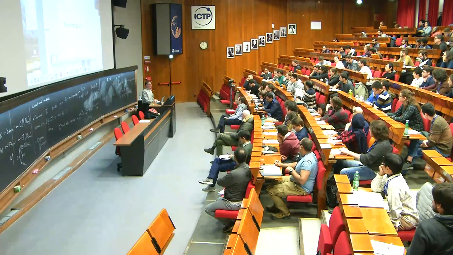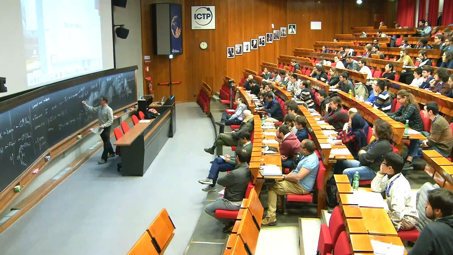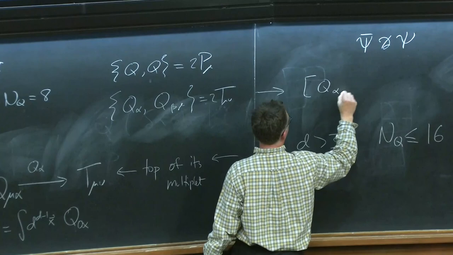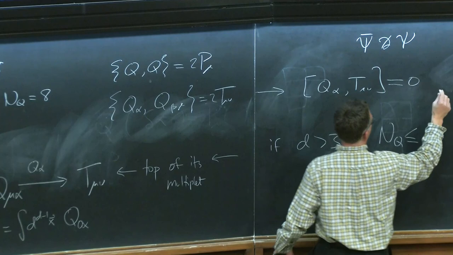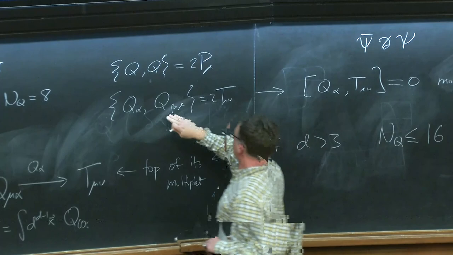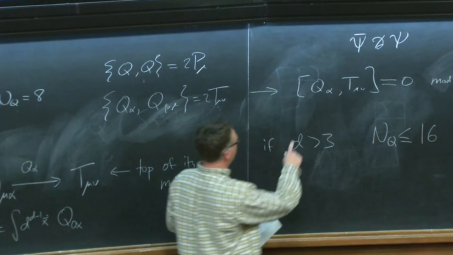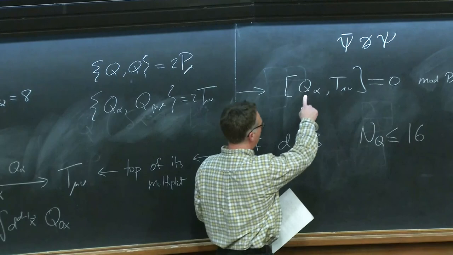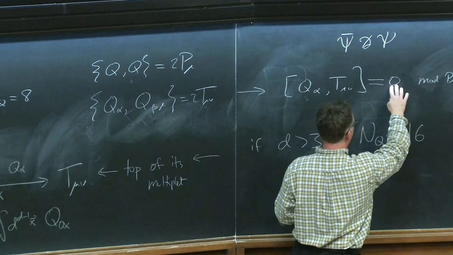So the condition that the T mu nu is at the top of the multiplet follows from this condition that if we look at a commutator of Q alpha with T mu nu, we get 0 mod P mu. Like if we just look at the algebra, and we use something like a Jacobi identity, we can see that this Q has to commute with T mu nu modulo P mu just to have the right algebra. And so this is exactly the condition that it's at the top of the multiplet. Like Q acts with these commutators or anti-commutators, and 0 mod P mu means that it's at the top of its multiplet.